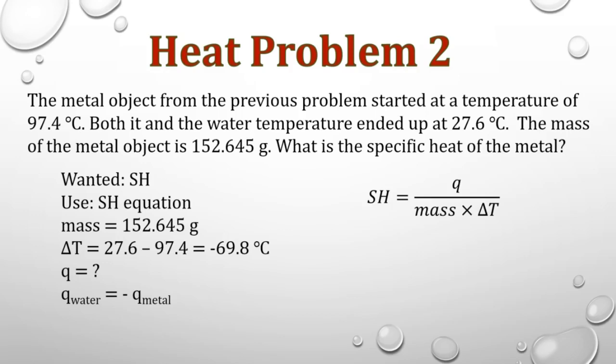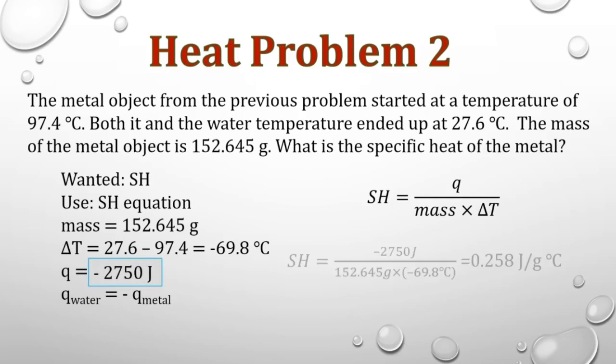So, if we look back at the previous problem, we can now see that Q for this example is equal to negative 2,750 joules. We have everything we need to calculate the specific heat, which is equal to 0.258 joules per gram per degree C.